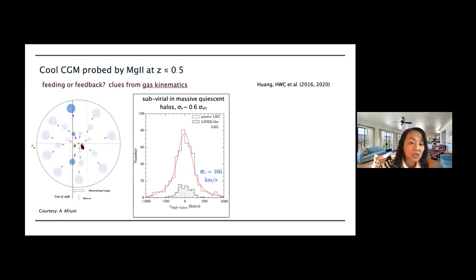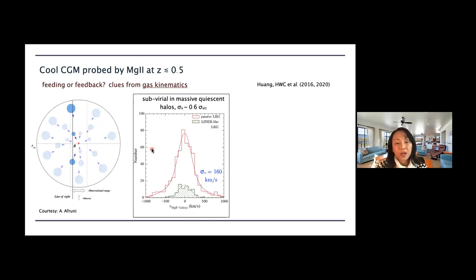And this is nicely illustrated by a recent paper from Afuni and colleagues in the Netherlands. What they show is this can be explained by the clumps moving through a hot halo, experiencing drag, with the energy being dissipated through the ram pressure drag in the interaction with the hot halo. And that has a lot of implication for basically the mass accretion rate and also the survival time scale.